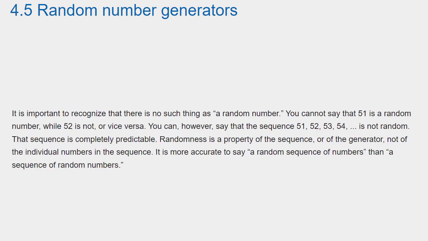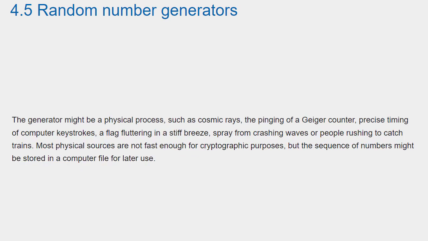It is important to recognize that there is no such thing as a random number. You cannot say that 51 is a random number while 52 is not, or vice versa. You can, however, say that the sequence 51, 52, 53, 54 is not random. That sequence is completely predictable. Randomness is a property of the sequence or of the generator, not of the individual numbers in the sequence. It is more accurate to say a random sequence of numbers than a sequence of random numbers.